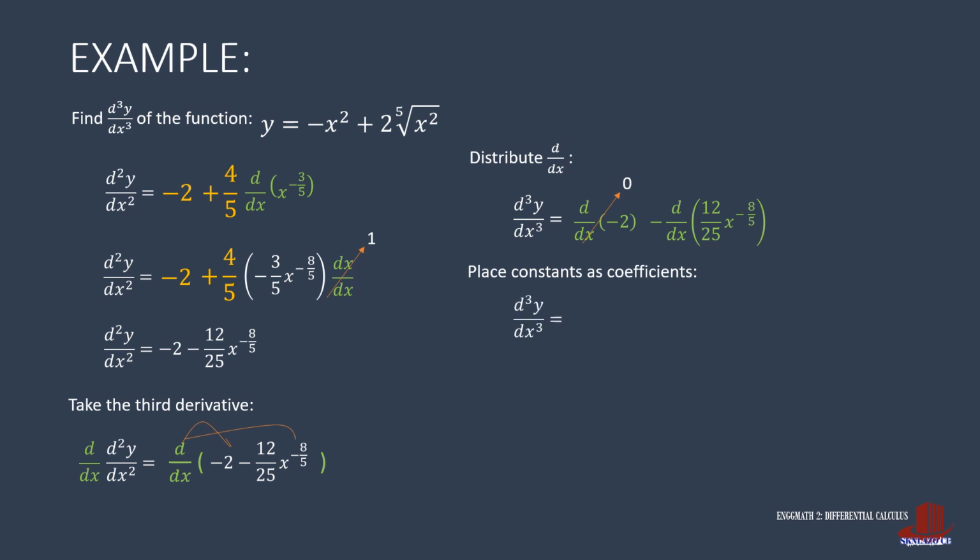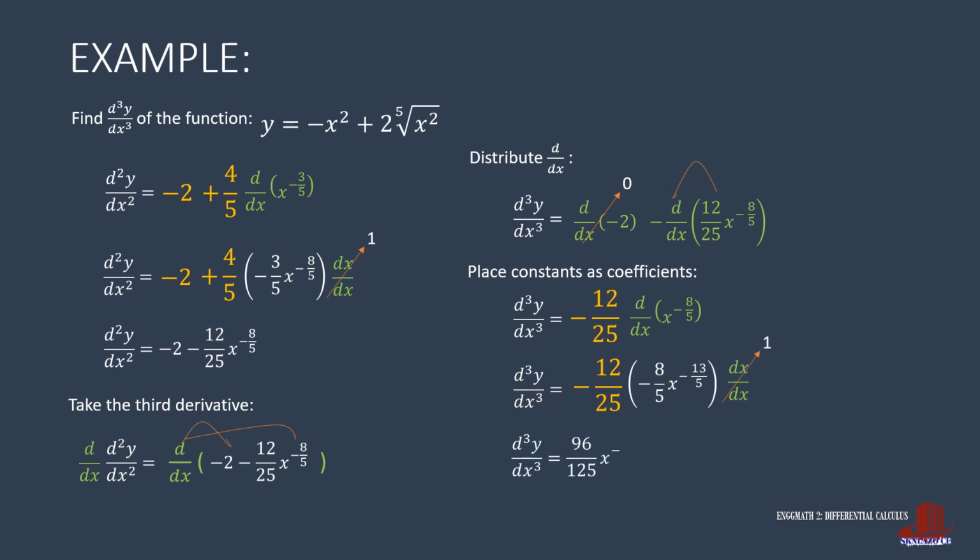So the third derivative of y with respect to x is equal to the constant negative 12/25 with the derivative of x raised to negative 8/5. We have nothing left to do but to differentiate the latter part of the term. So y triple prime is then the constant negative 12 over 25 with the derivative of x raised to negative 8/5 as negative 8/5 times x raised to negative 13/5. Then attach dx upon dx, which eventually becomes 1.